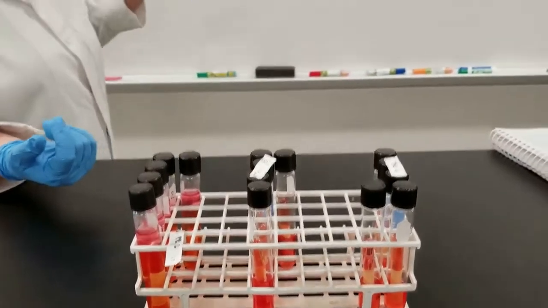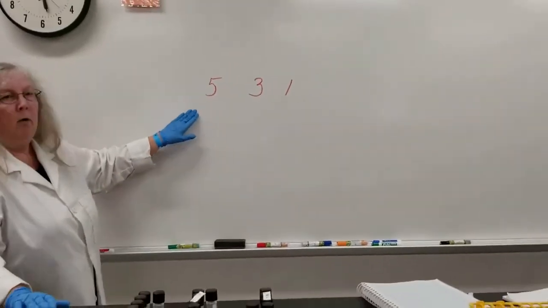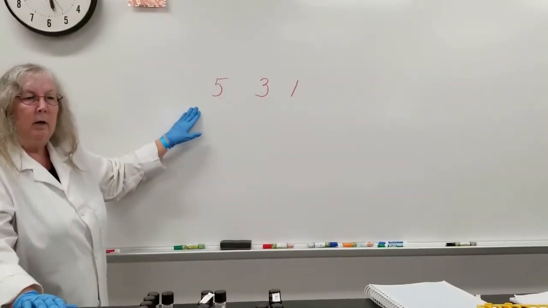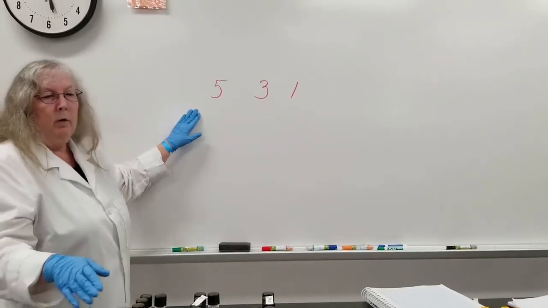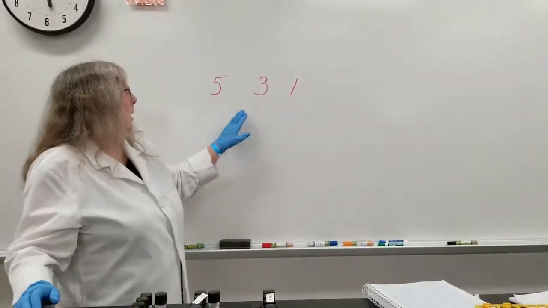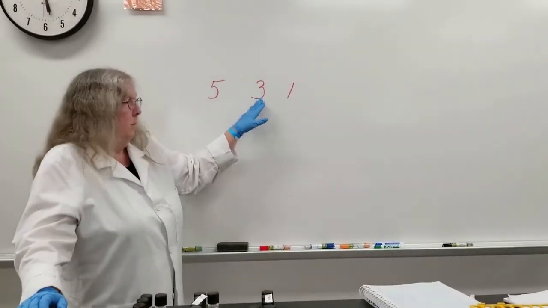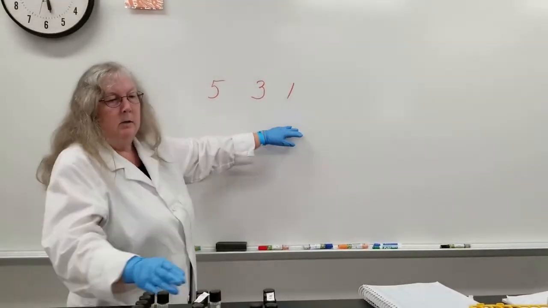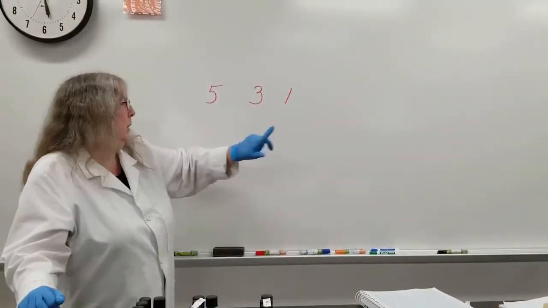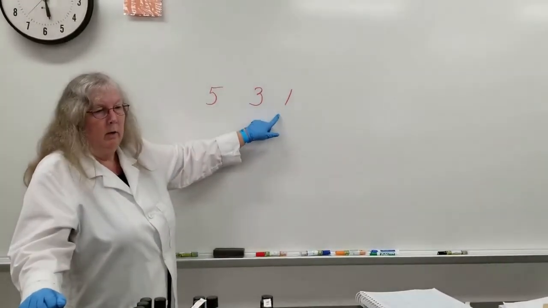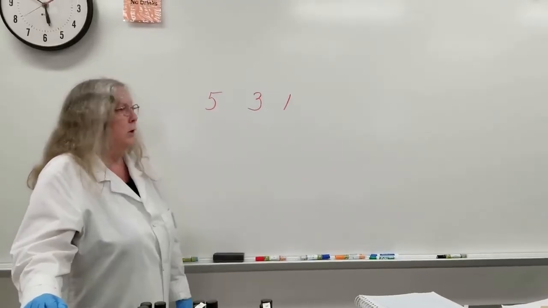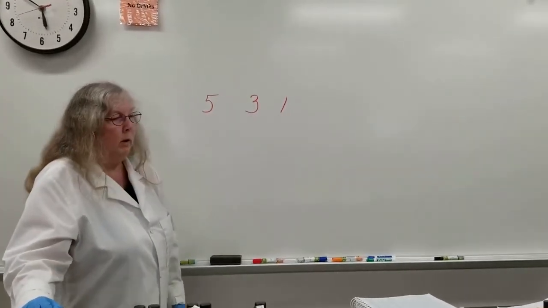So just as an example, let's say in the first set you had all 5 tubes were positive. You'd write it as a 5. With the 1 mil sample added, if 3 of the tubes were positive, you write a 3. And then in the last set with 0.1 mil added, if only 1 tube was positive, then you'd record the number 1. So you record it as 531.